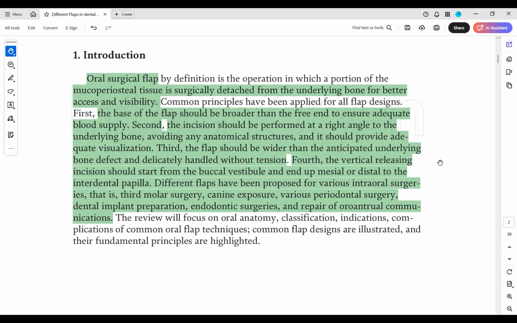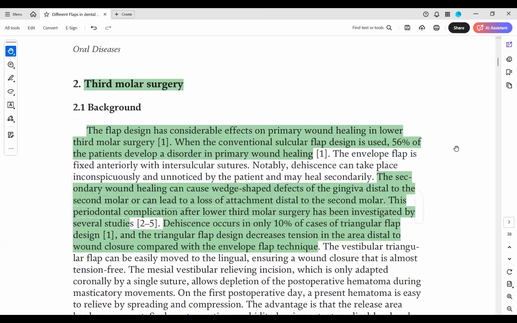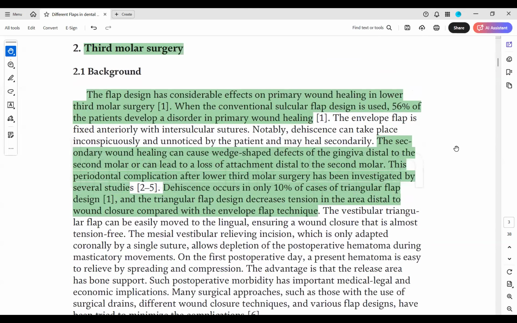And then we'll also briefly talk about the various periodontal surgery flaps. I'll talk about the localized recession, generalized recession coverage, and pseudo pockets. We'll also talk a little bit about the modified Widman flap as well, which is a true pocket elimination flap, right? So let's start with the third molar surgery flaps.